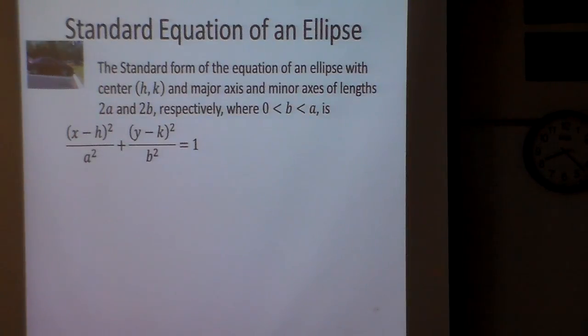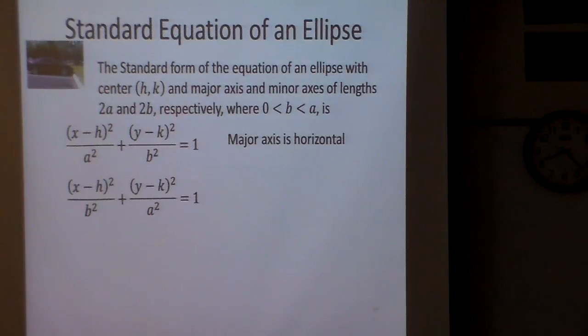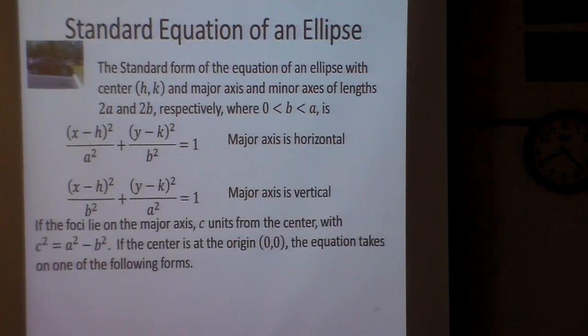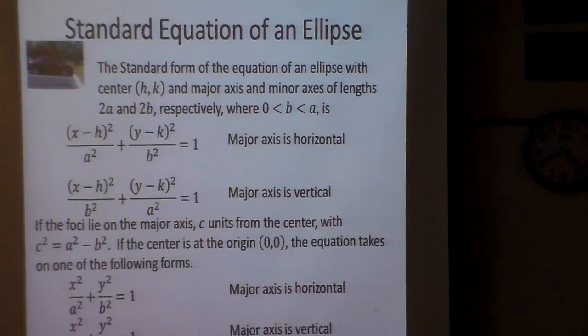So here's what we know. If A is always larger and it's underneath the X, the major axis is horizontal. If A is underneath the Y, the major axis is vertical because the A is always the larger one. And the same would be true here. Notice these would be the same values if we have the point (0, 0) at the origin, because the H and K would be 0, which wouldn't necessarily even need to be there.